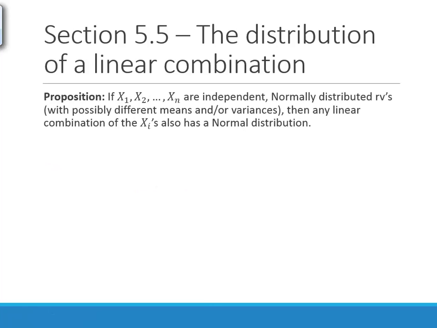So now if I go back to the normal case, where all these things are normally distributed, this is sort of our default situation here. These things are all independent, but now they don't have to be identically distributed. They could have possibly different means or variances. Then any linear combination of these x's is also going to have a normal distribution. So if our y is the sum from i equals 1 to n of ai times xi, this thing is going to have a normal distribution as well.